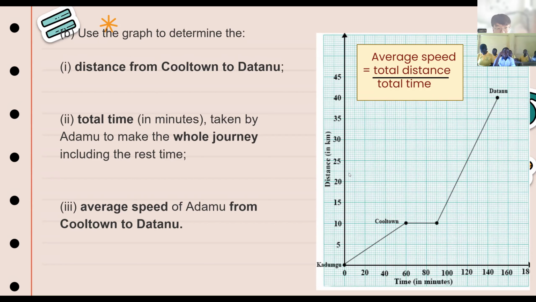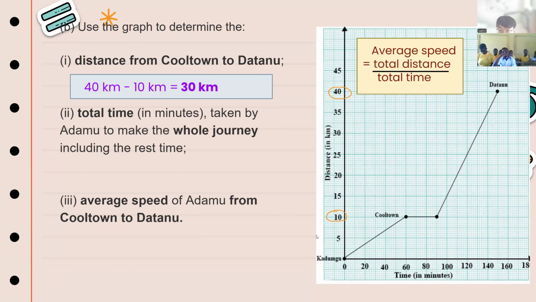Yeah, so the distance from Cool Town to Datanu is, you can see, Datanu is 40 kilometers away and Cool Town is at 10. So it is simply 40 minus 10, which is 30. So Cool Town and Datanu are 30 kilometers away. That's the distance.